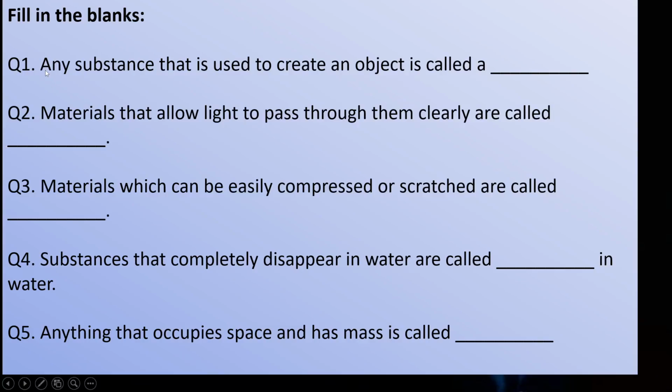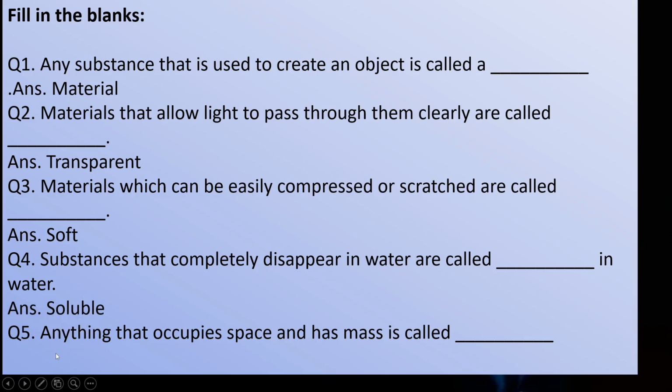Fill in the blanks. Question 1. Any substance that is used to create an object is called a material. Question number 2. Materials that allow light to pass through them clearly are called dash, transparent. Question number 3. Materials which can be easily compressed or scratched are called soft. Question number 4. Substances that completely disappear in water are called dash in water, soluble in water. Question number 5. Anything that occupies space and has mass is called matter.